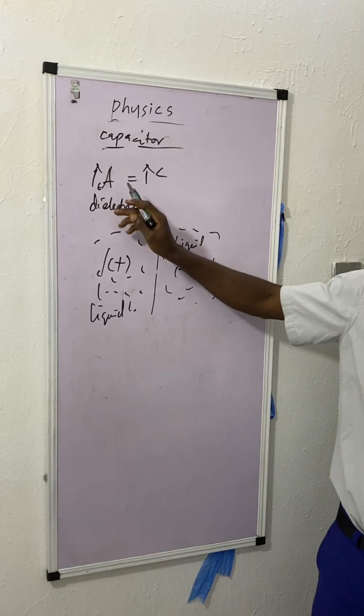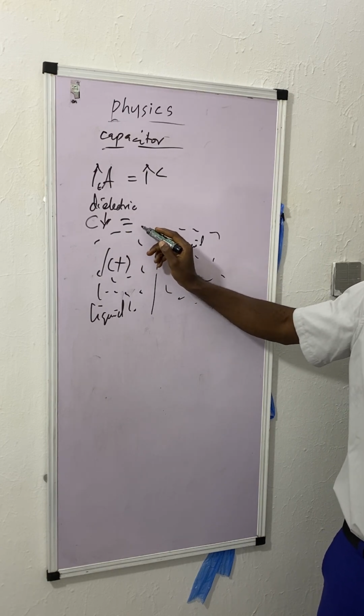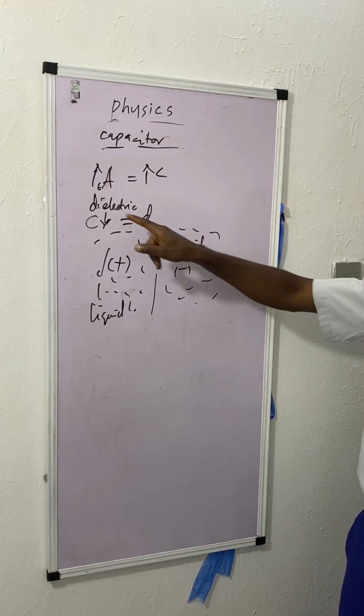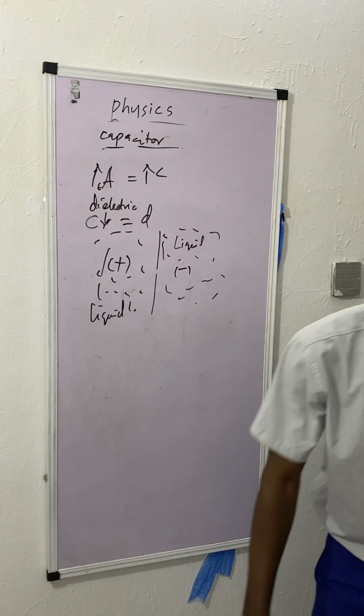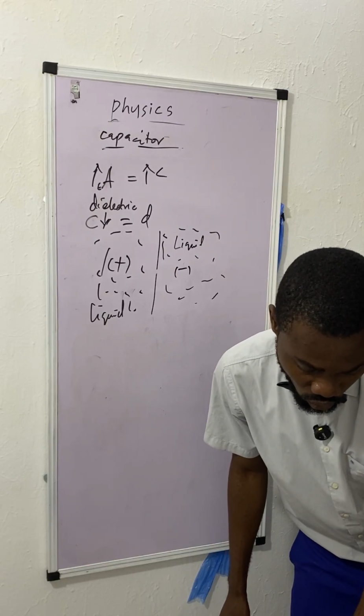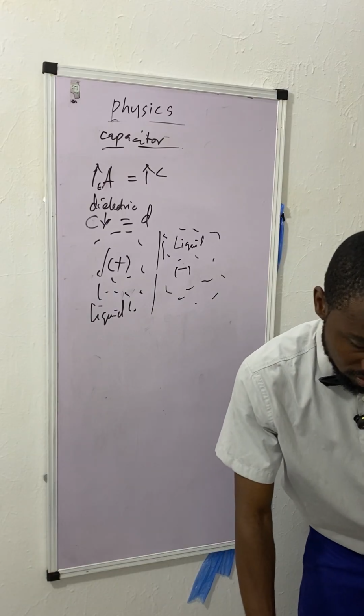So capacitance decreases with distance. So it increases with area, decreases with distance, and is affected by dielectric. So that's that for that. Ensure to answer the questions you have under capacitance.